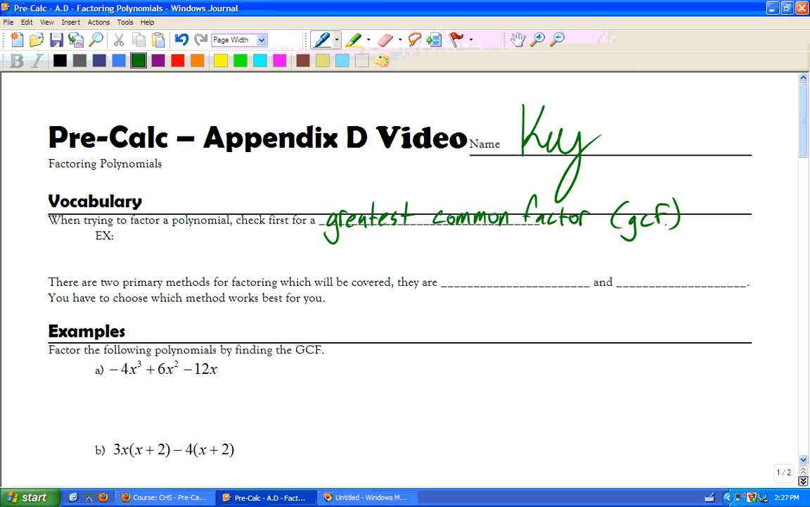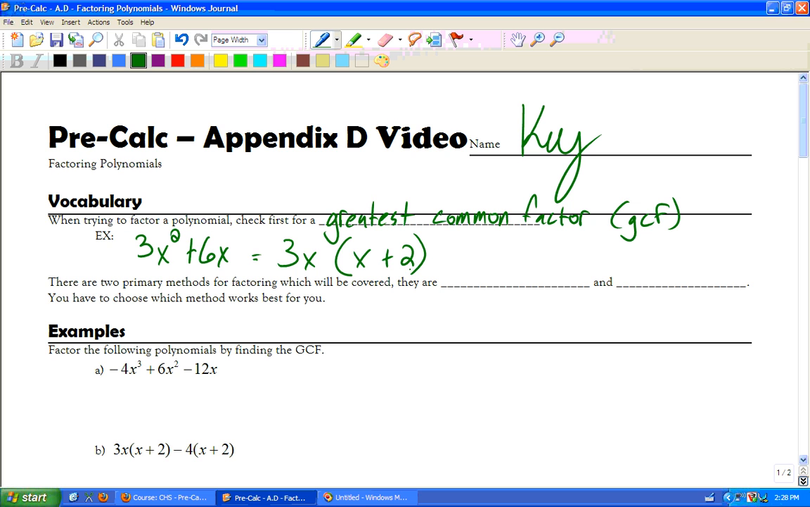Now when we're looking for a GCF, there's a couple things we have to check for. We have to check for a GCF of both the coefficients and also the variables. So for example, if we have something like 3x squared plus 6x, we're going to start by finding the greatest common factor of the coefficients. In this case it's 3, so we can pull 3 out, and the greatest common factor amongst the variables, which is x, so 3x. What we're left with then is x plus 2.